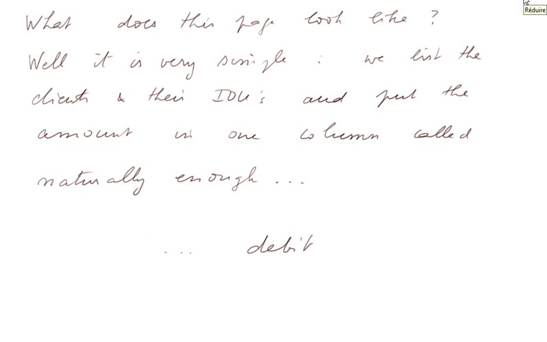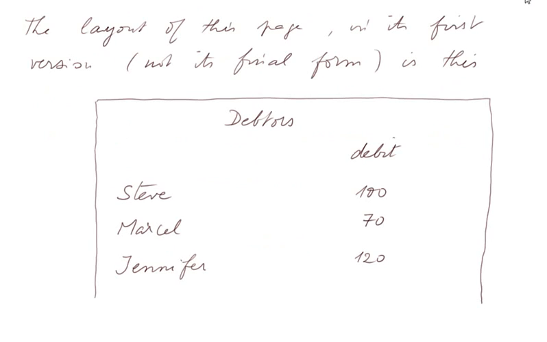What does this page look like? Well, it is very simple. We list the clients and their IOUs and put the amount of each IOU in one column called, naturally enough, debit. The layout of this page, in its first version, that's not its final form, is this. There is a title, debtors, a list of clients that paid with IOUs and became therefore debtors, and one column that is called debit. Steve wrote to us an IOU for 100, Marcel for 70, Jennifer for 120, etc.